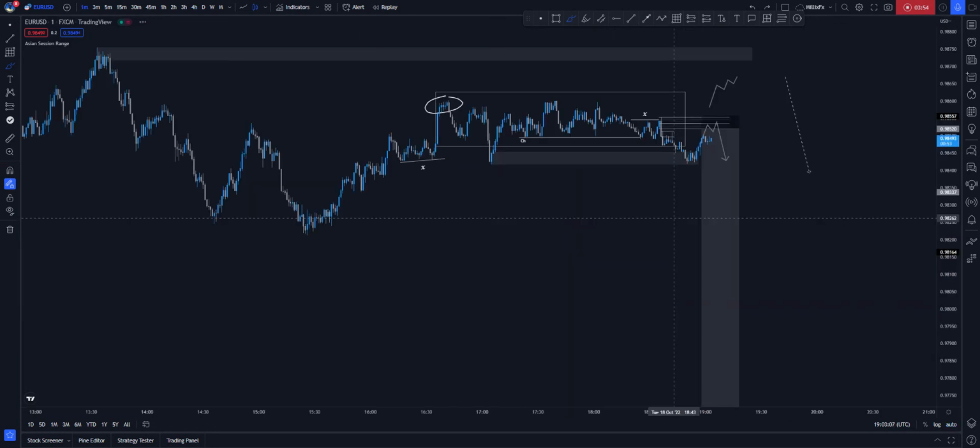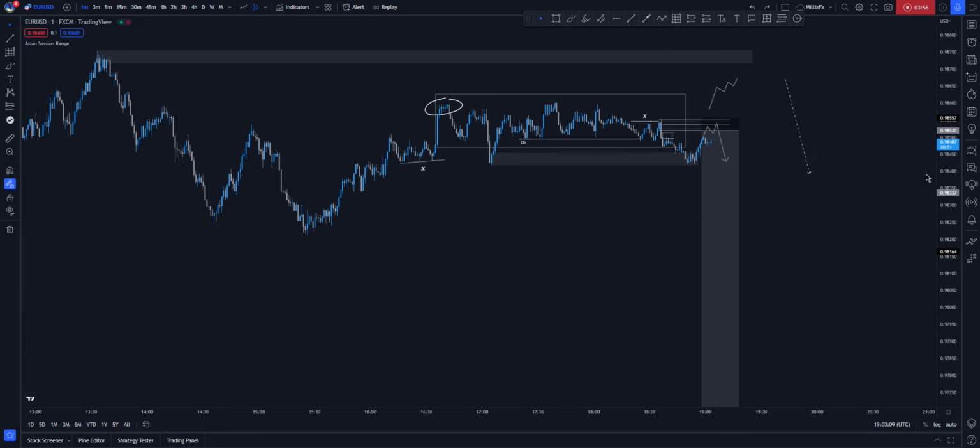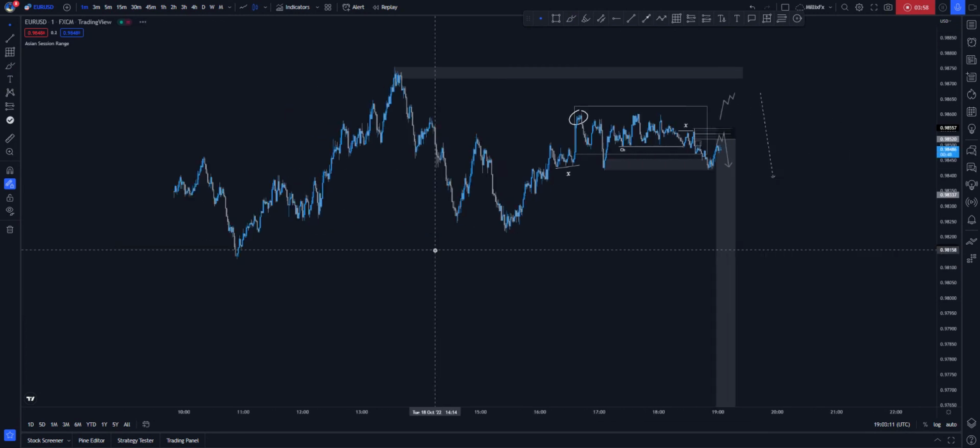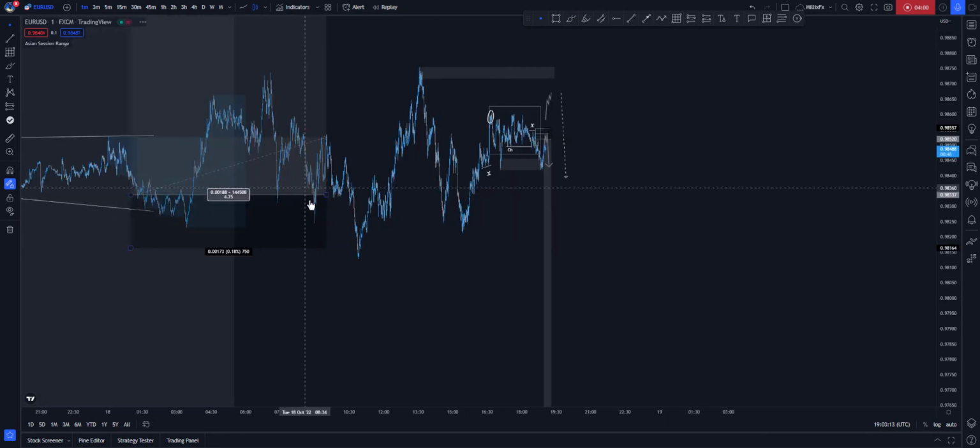I have already taken a loss on a trade, which you can see here. This one is what stopped me out. So with this break in structure, taking this out, I'm now looking to take this as another entry, or maybe this as another entry.